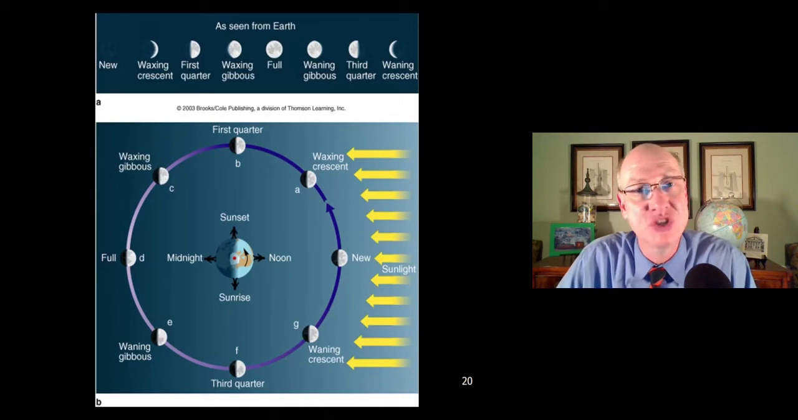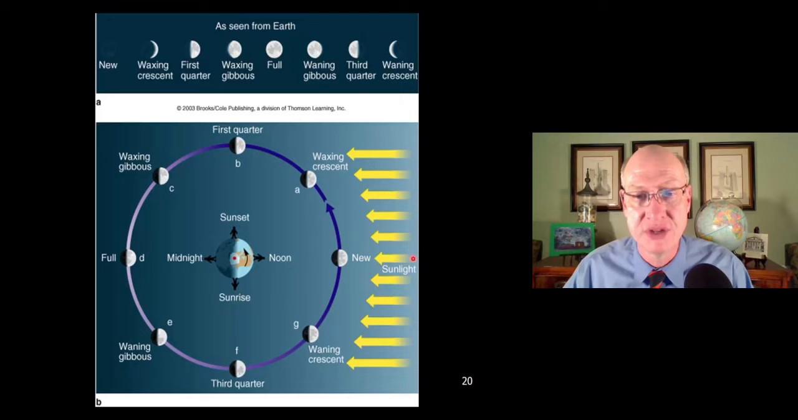Now, I think this is a great way to learn the phases of the moon. I don't think it's the best way. I think the best way to learn the phases of the moon is to actually see it for yourself. Build a physical model of the phases of the moon. Now, there are three bodies involved with the phases of the moon. There's the sun, the earth, and the moon.